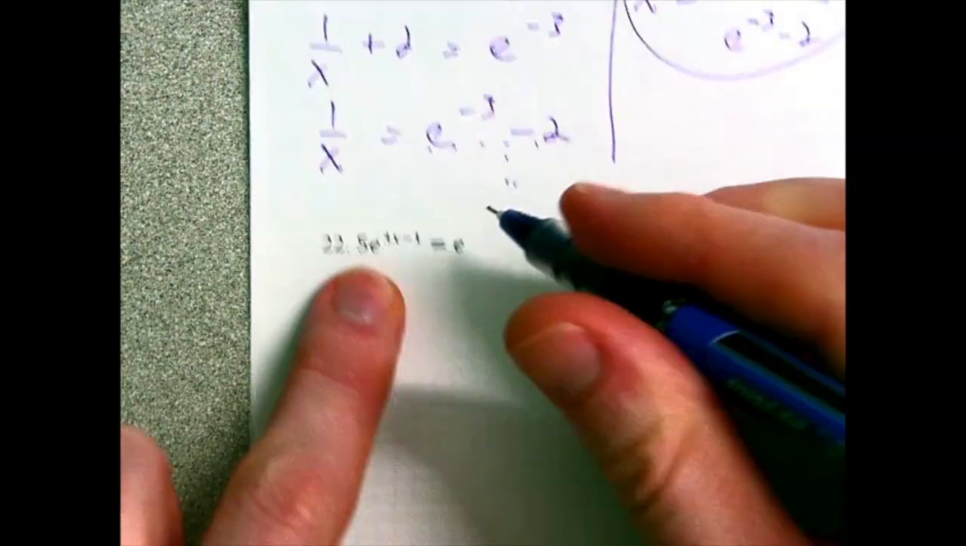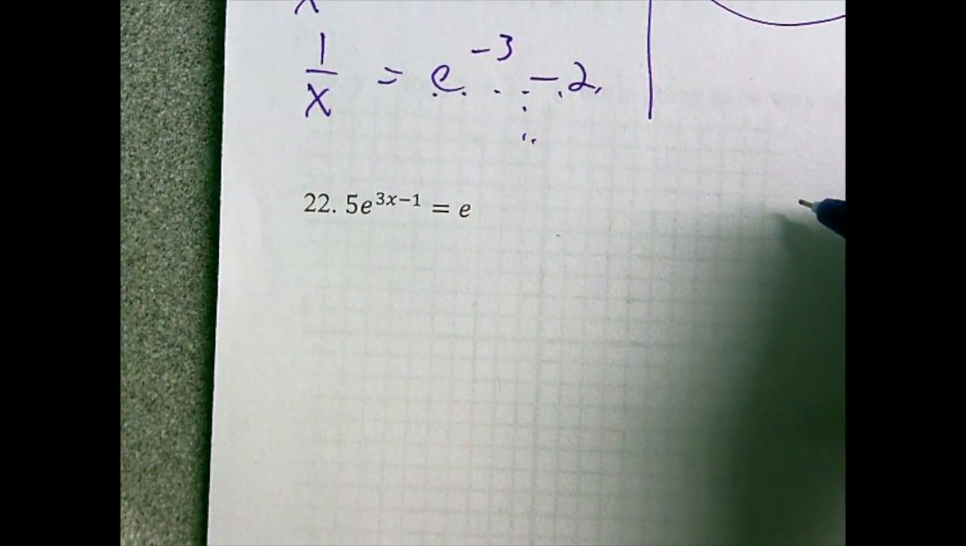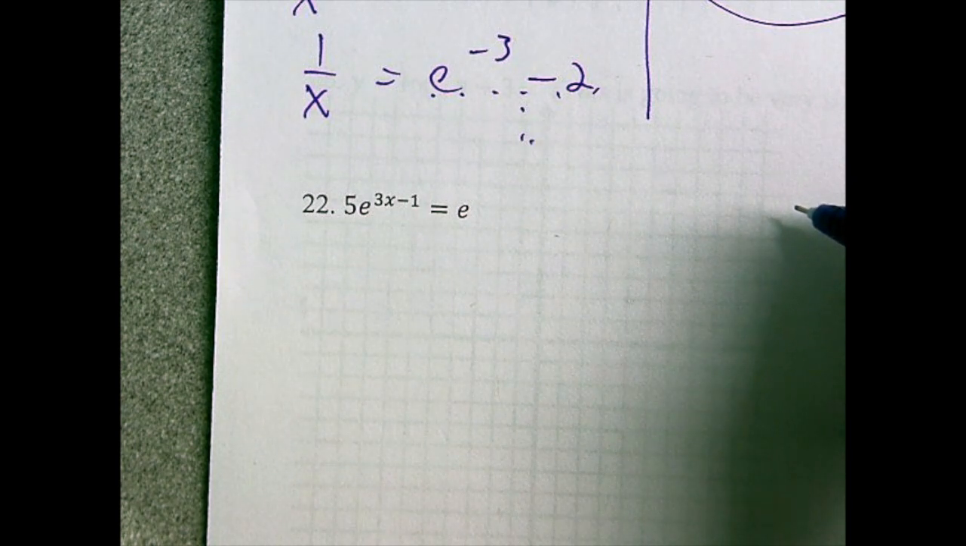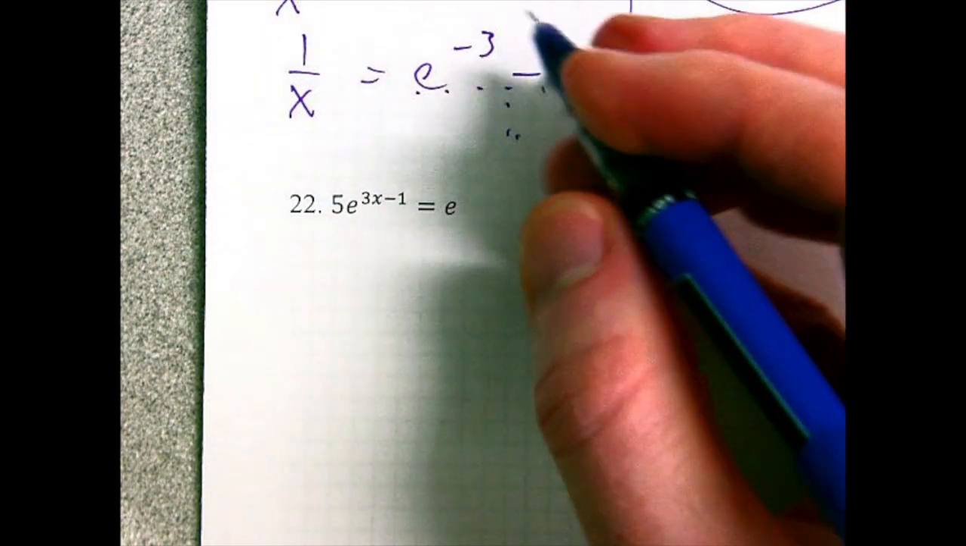All right, so this guy here, what's going on with this thing? It's an exponential equation. I think we need to use logarithms. So I'll take the natural log of both sides.